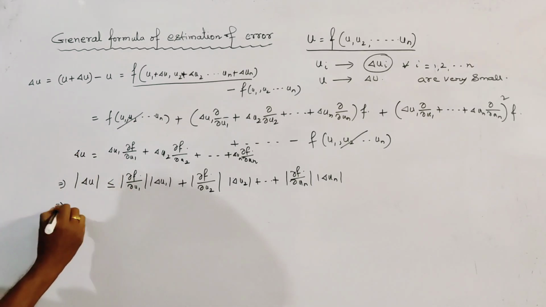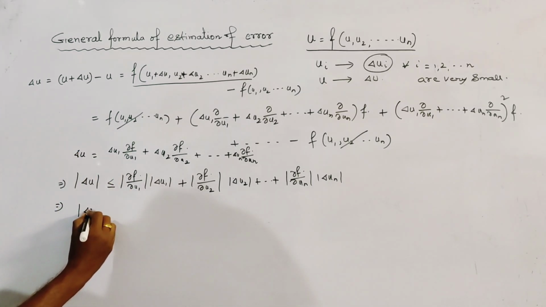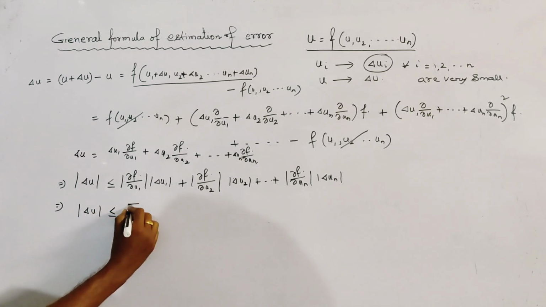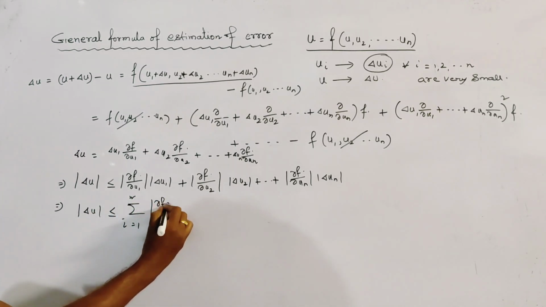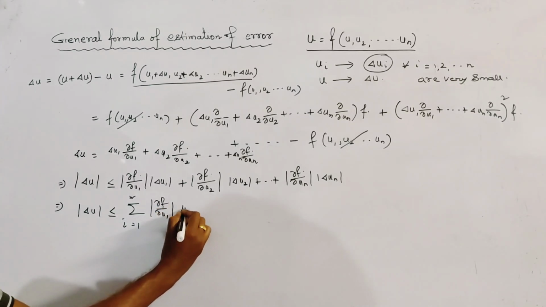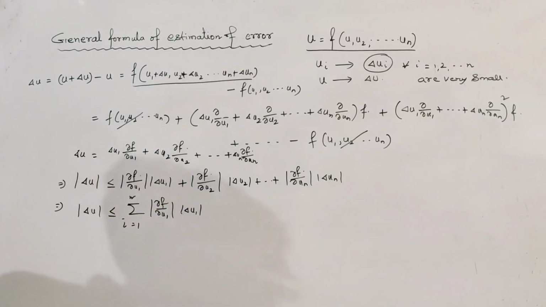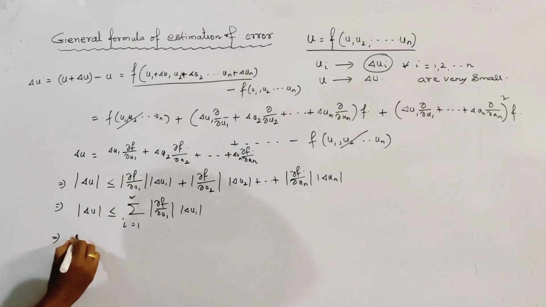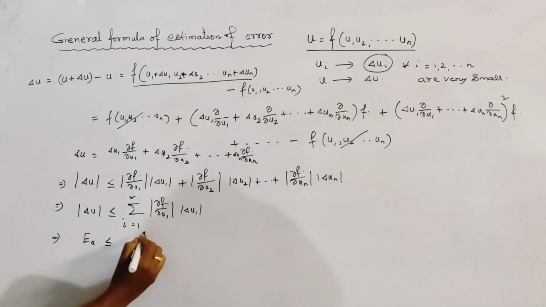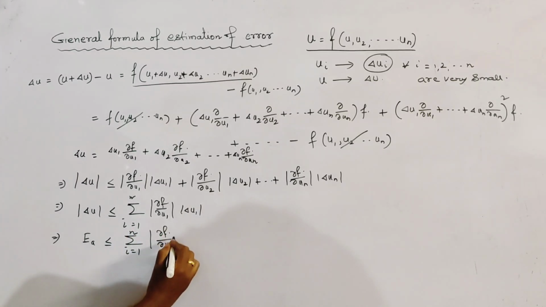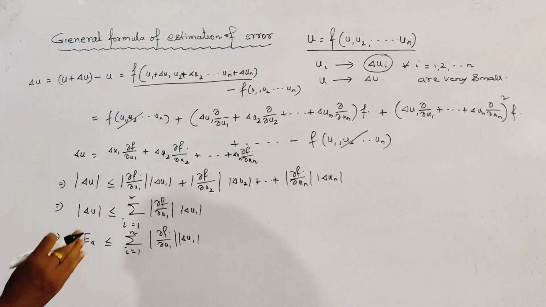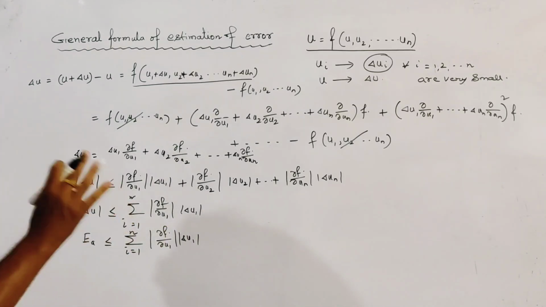So we get delta u less than or equal to the summation, i equal to 1 to n, of mod del f by del ui into mod delta ui. This is the maximum value of the absolute error, summation i equal to 1 to n of mod of del f by del ui into delta ui. So we get the maximum value of absolute error.